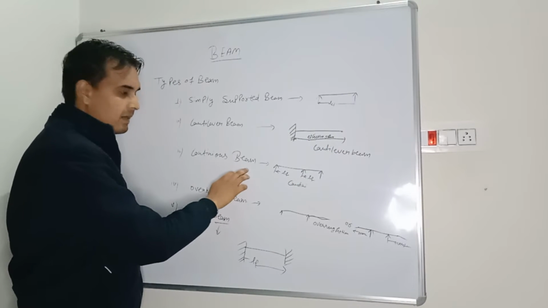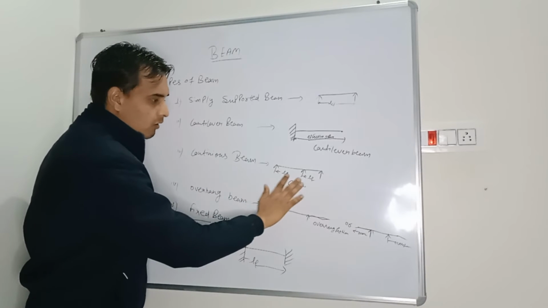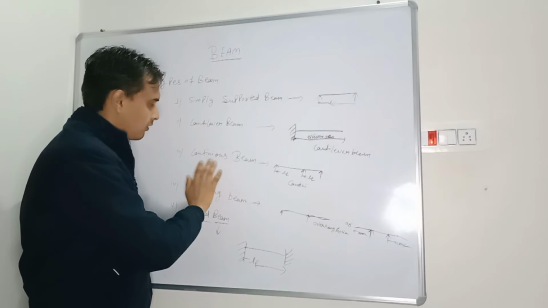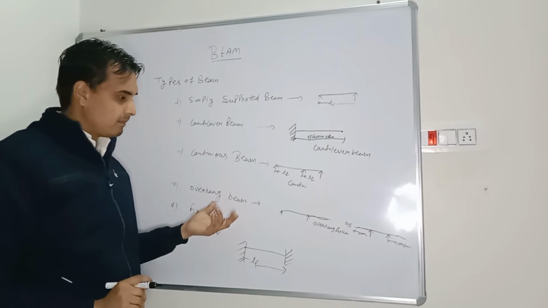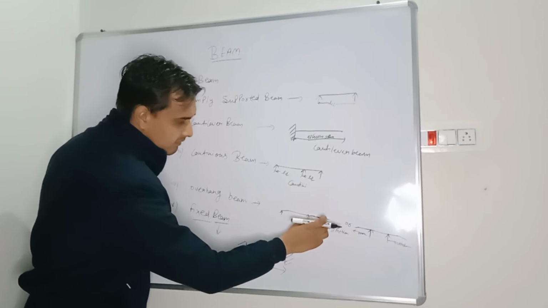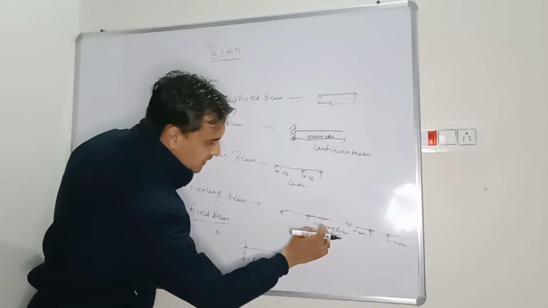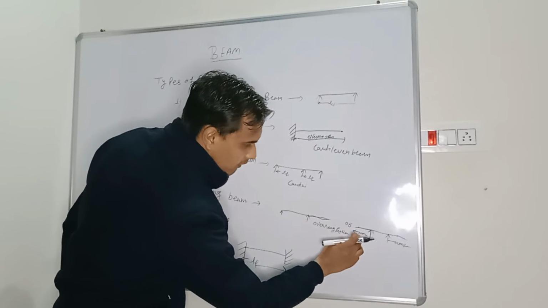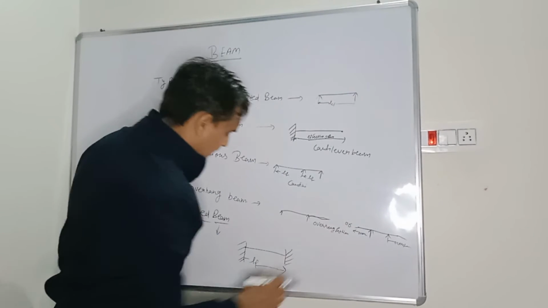And continuous beam. In this case, the beam is supported on two or more than two supports, and it is known as a continuous beam. This is a continuous beam. And overhang beam. In this beam, the beam is supported on two supports, and this portion is not supported. This is the overhang portion, or in the other case this is also an overhang portion, and this will be supported on the beam.